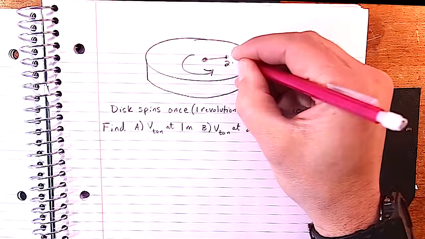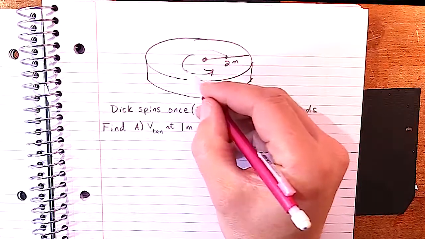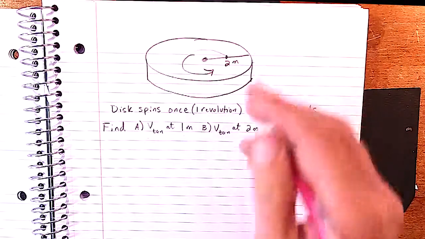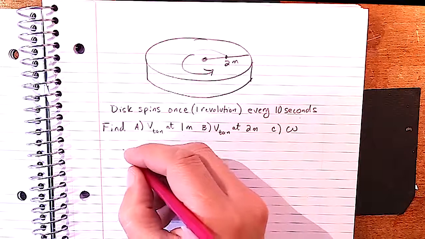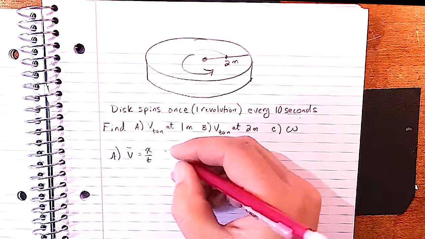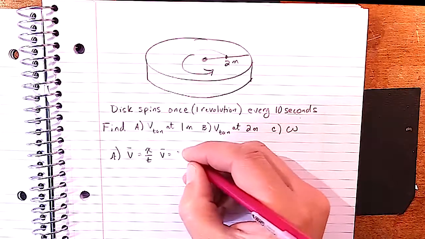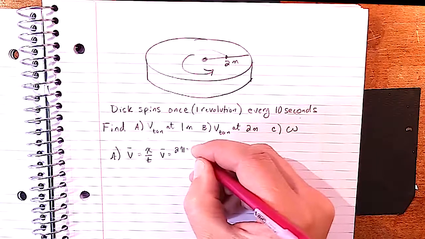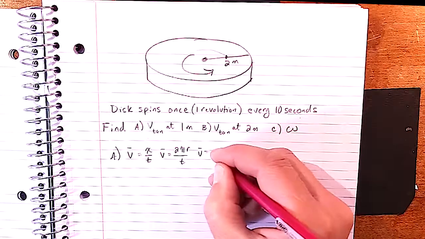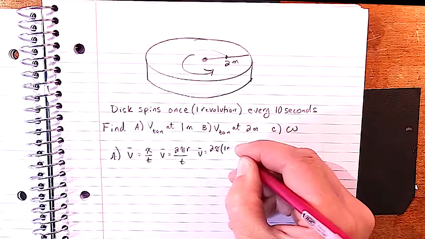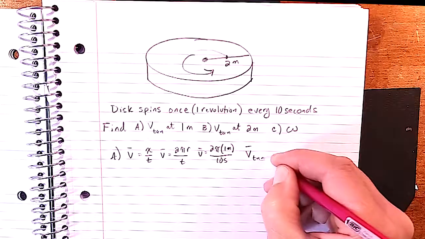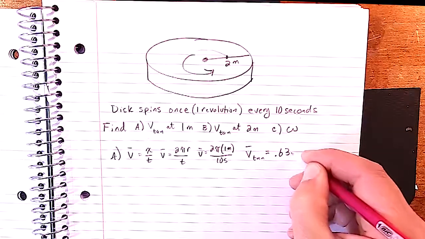So 1 meter would be here. So we're looking for the average speed of a point that's moving around 1 meter in a circle. So to do that, we would just say V average is equal to x over t. So V average would equal one full circle, which would be 2 pi r, the circumference, divided by the time. And that would be equal to 2 pi times 1 meter over 10 seconds. And that would give us a tangential velocity of 0.63 meters per second.